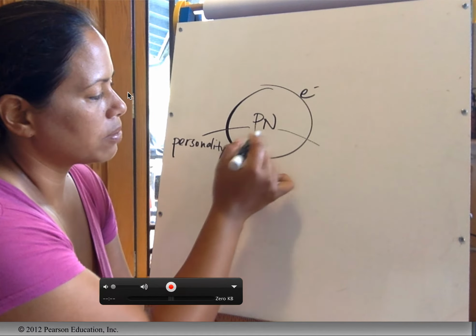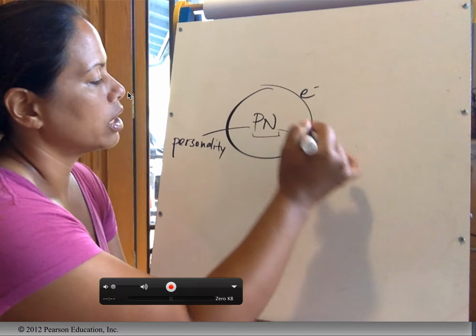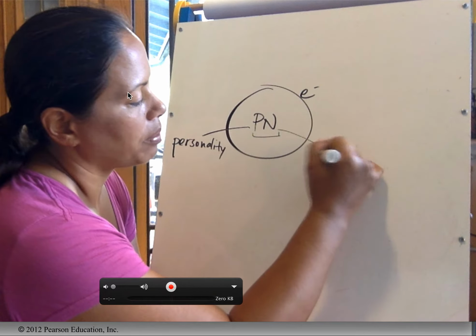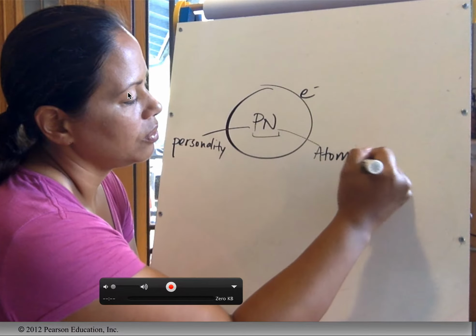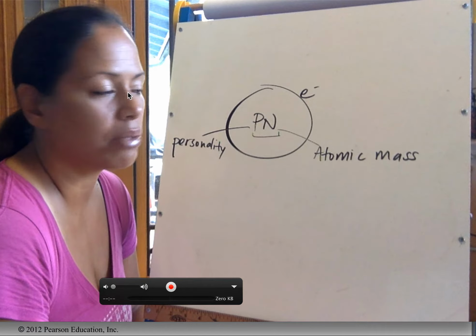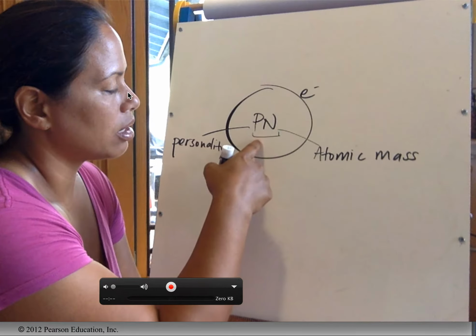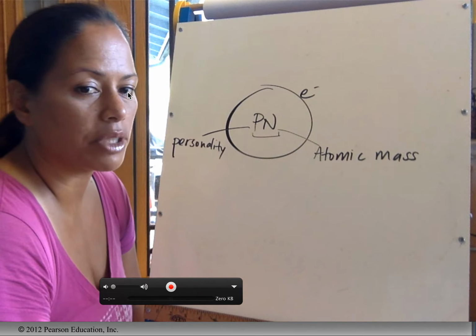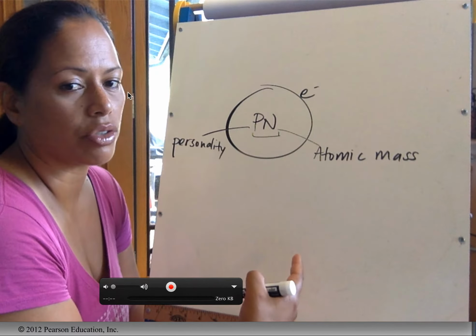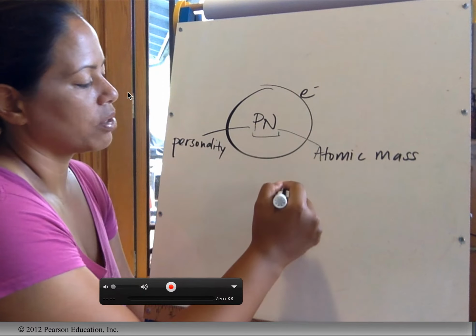Neutrons plus protons, the combination of these two make up what we call the atomic mass. Sometimes they call it atomic mass, sometimes they say mass number or atomic mass number. As long as you know the mass of the atom depends on the number of protons and neutrons, you should be fine. So personality, atomic mass, and sometimes they'll write the number like this.